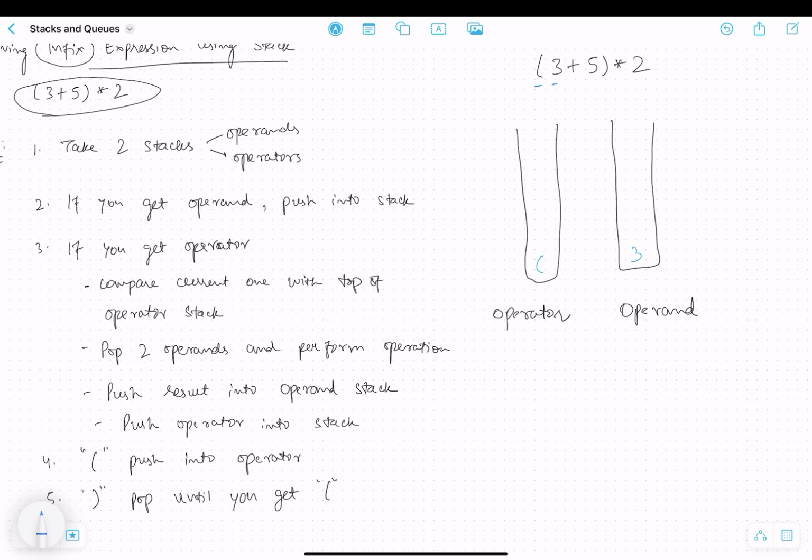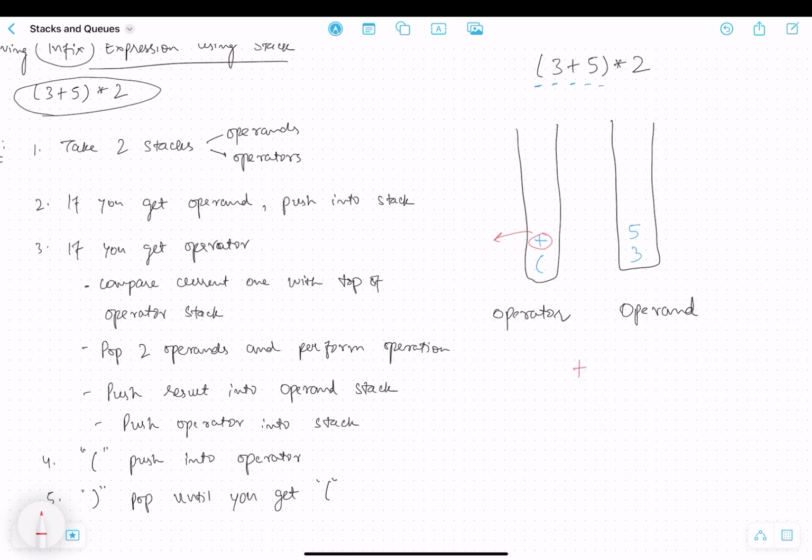Then you get a plus. Again, we get an operator. We compare what is at the top. It is the parenthesis, so leave it. We will push plus here. Next we get 5. We will push 5 in the operand stack. Next we get the closing parenthesis. What we have to do, point number 5: pop until we get the opening parenthesis. When we pop, this plus will be popped out.